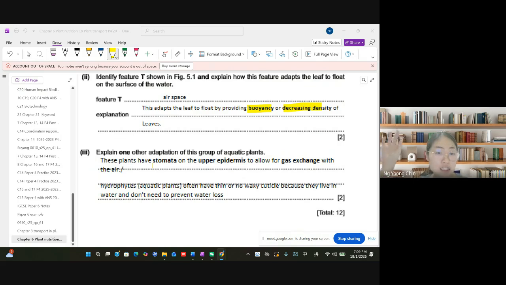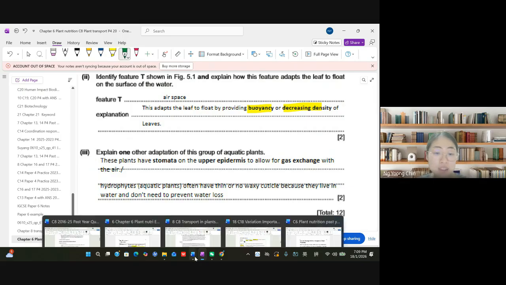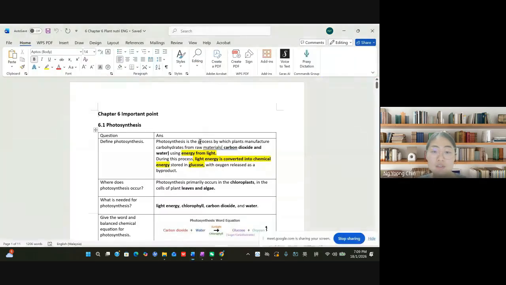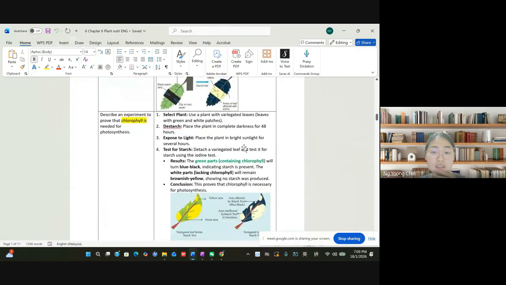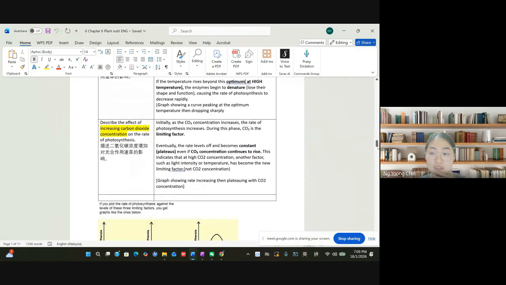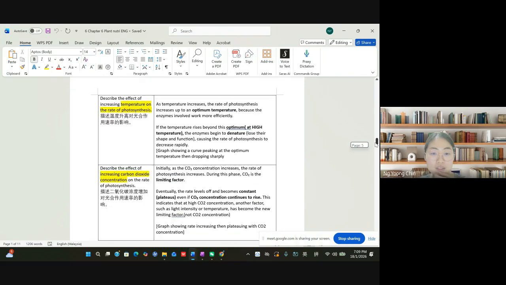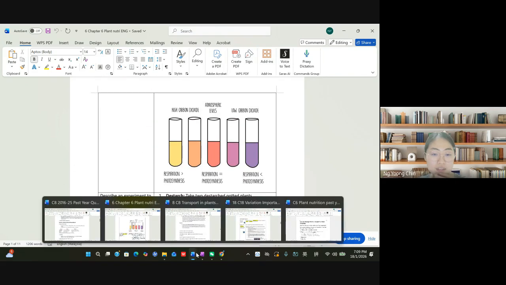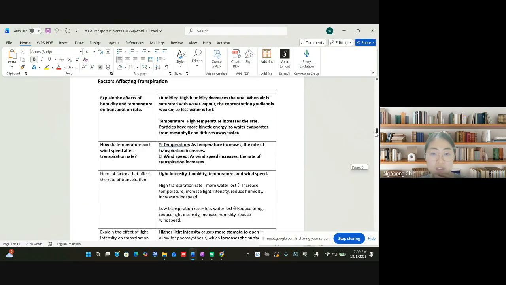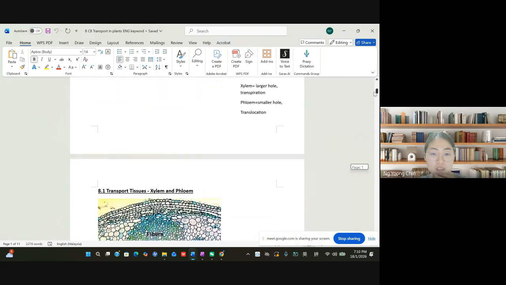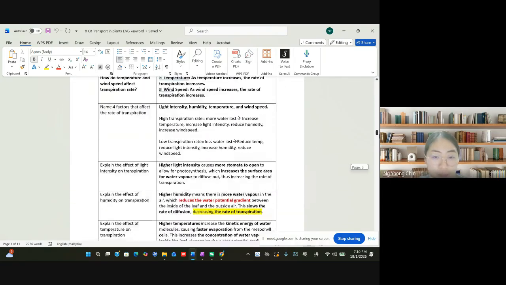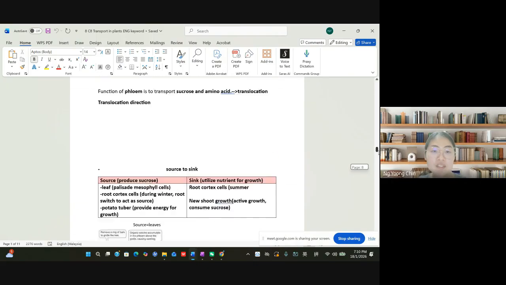So for these terrestrial plants, the stomata are usually located on the lower epidermis. Why will the stomata be located at the lower epidermis in the normal plant that you learned before? Which is this one. This chapter 6, right? I think it's here. The structure of the plant. Do I put the picture here? Oh, I didn't put it.